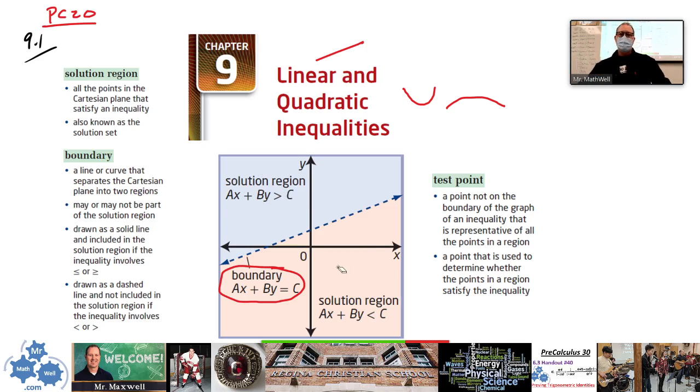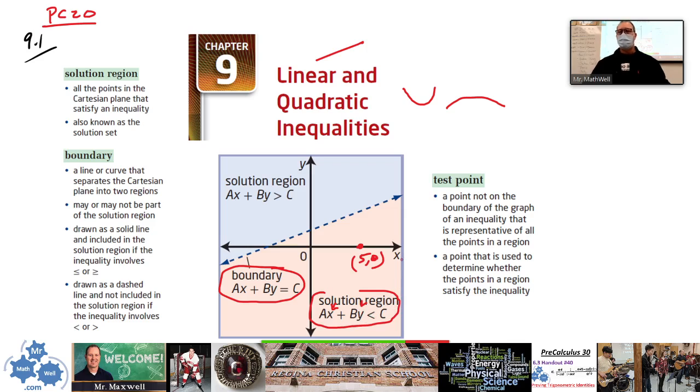Down here, all of the points in this region, so let's say this point right here, maybe this is (5, 0) or whatever, this point would satisfy this inequality. It's part of this solution region. If I put 5 in here, and I put a 0 in here, and then evaluate the left side, it would be less than this constant over here.